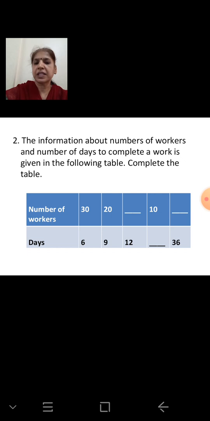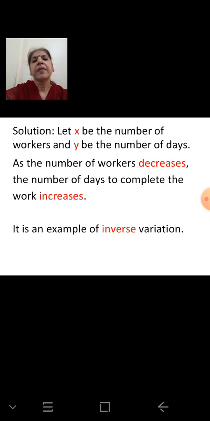30 into 6. What is the answer? 180. 20 into 9, 180. A product is constant. So, we have to mention the solution. We have to assign the values.